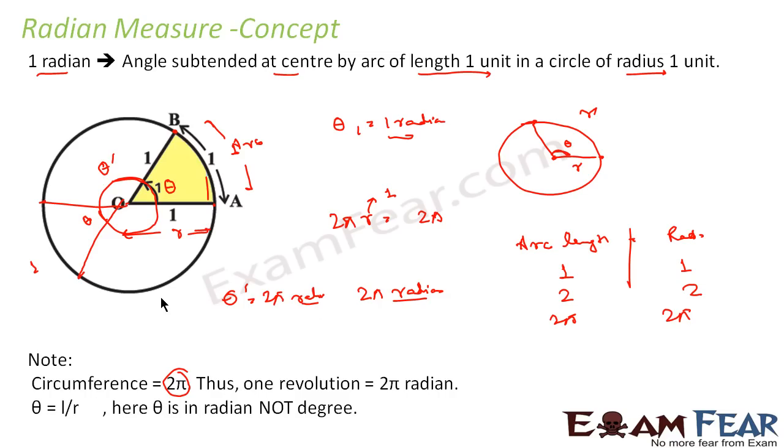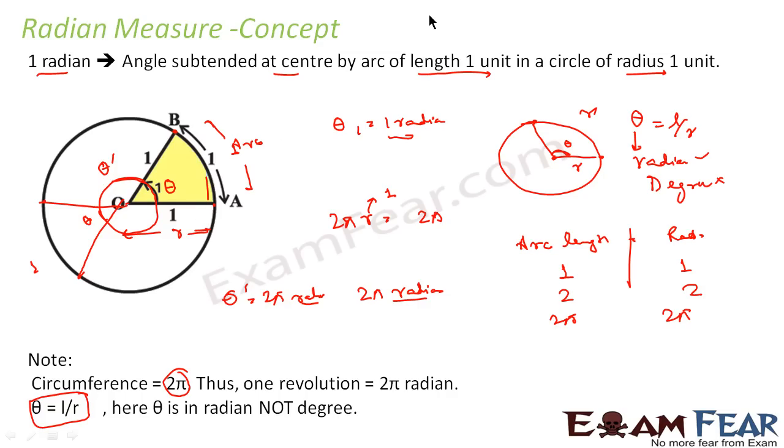Also, please note, there is a formula: theta is equal to L by R. This is a very crucial formula, and we use this. Here theta is not in degree, theta is in radian. Saying theta in degree is not correct. I'll show you an example to prove this. But please note, this formula is very crucial: theta is equal to L by R, where L is the arc length and R is the radius.